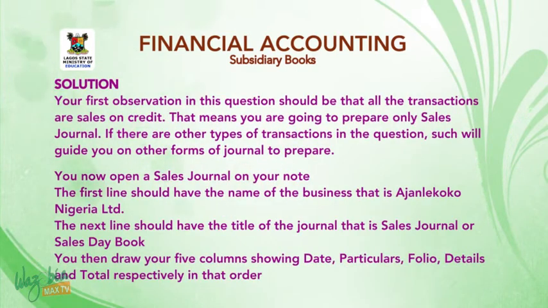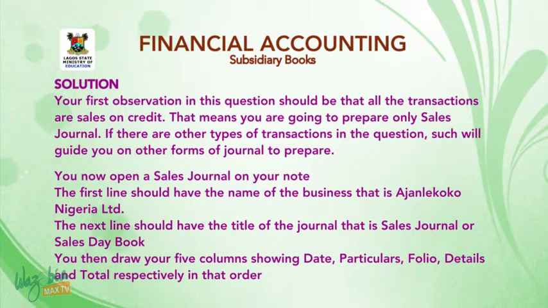Solution. Your first observation in this question should be that all the transactions are sales on credit. That means you are going to prepare only the sales journal. If there are other types of transactions in the question, such will guide you on other forms of journal to prepare. You now open a sales journal.